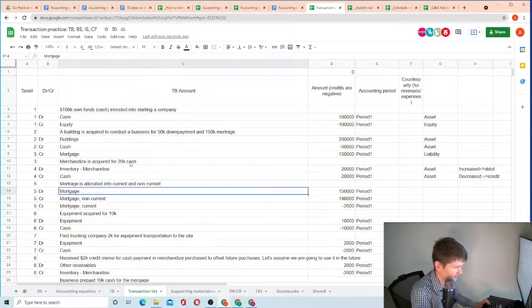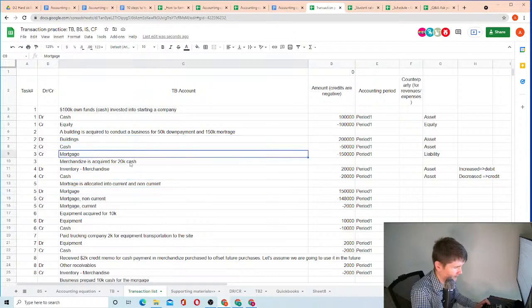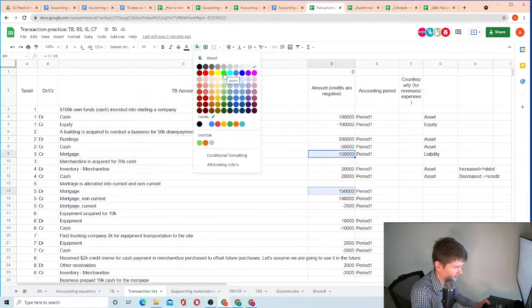As you might know, there is a requirement for the balance sheet which says that on the balance sheet you need to show your current and non-current assets and liabilities separately. Earlier we booked the mortgage on just one single line, and we need to adjust that. And what we do, let me highlight that with a color.